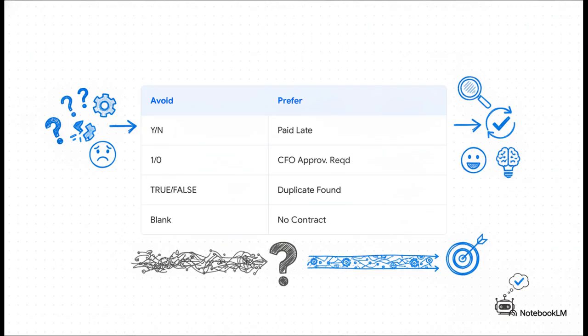AI models are notoriously terrible at guessing what a Y or a 1 means in your database. Think about it. If it sees a Y next to an invoice, does that mean it's approved? Deleted? Don't make it guess. Instead, change that Y to literally say paid late past due date. Suddenly, your dataset is self-describing, and your agent instantly becomes a genius without you writing a single line of extra code.